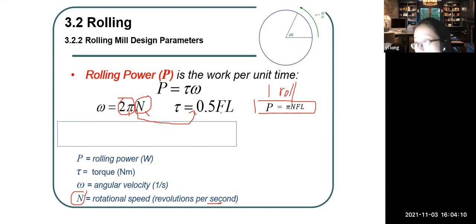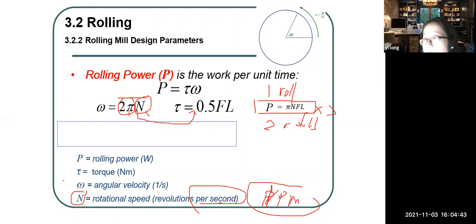But bear in mind this one only applies to 1 roll. Okay, but we said before, in order for the whole system to move, for the workpiece to move, you need 2 rolls working together, right? So that's why the overall power you need times 2. Also in this case, the n is a rotational speed per second, but in reality, people always use per minute, RPM, right?